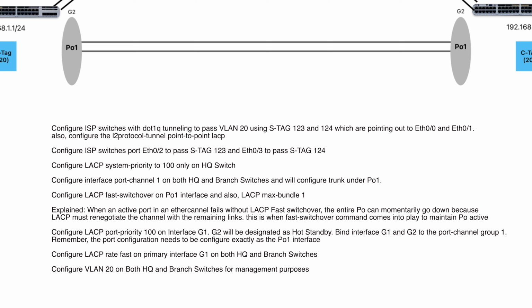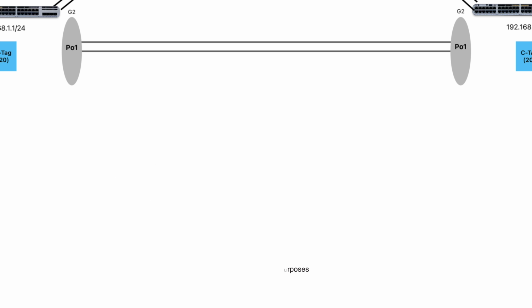Configure LACP port priority 100 on interface Gig 1. Gig 2 will be designated as hot standby. Bind interface Gig 1 and Gig 2 to port channel group 1. Remember, the port configuration needs to be configured exactly as the Po interface. Configure LACP rate fast on primary interface Gig 1 on both HQ and branch switches. Configure VLAN 20 on both HQ and branch switches for management purposes.